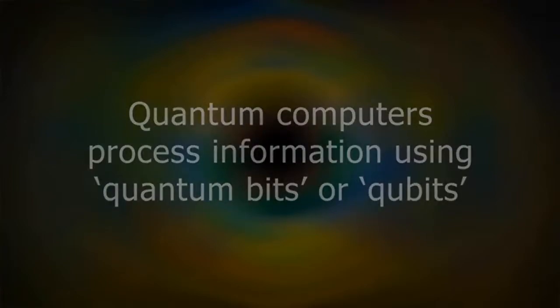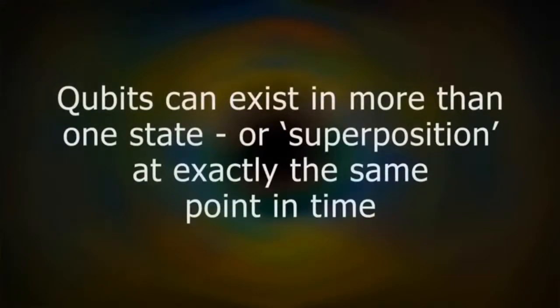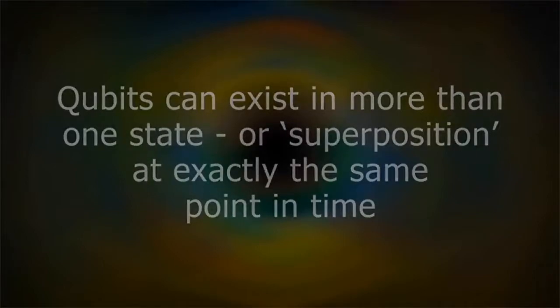Due to the strange laws of quantum mechanics, qubits can exist in more than one state, or superposition, at exactly the same point in time. This allows a qubit to assume a value of 1 or 0 or both of these numbers simultaneously. In turn, this enables a quantum computer to process a far higher number of data possibilities than a classical computer.